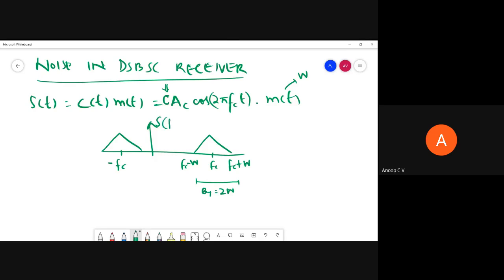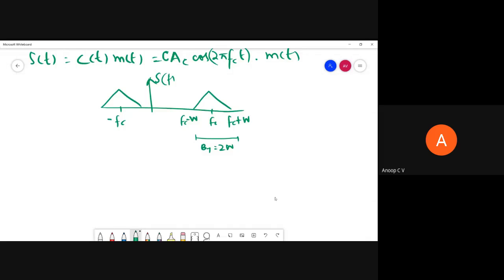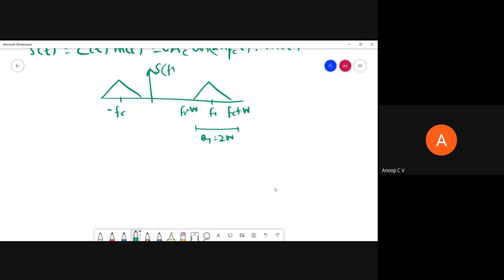This is S of f, right? So, and now we'll straight away come to the signal model. So how to demodulate a DSBSC system? It's straightforward.